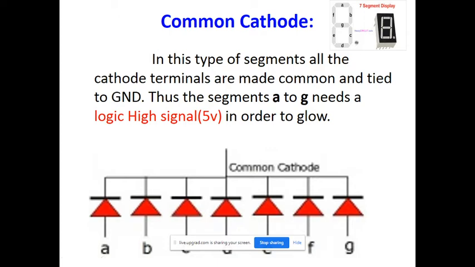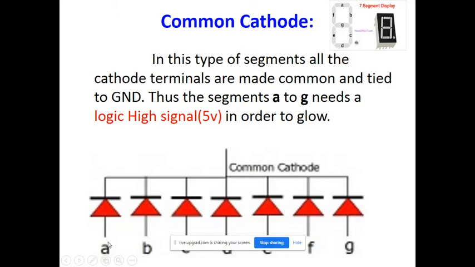For example, suppose you provide 1 at a terminal. At that time this is 1 and this is 0, and current will flow through the respective LED, and when current flows through it, it glows. It means when it is 1, the LED is on, it will glow, and current is moving from A to ground.